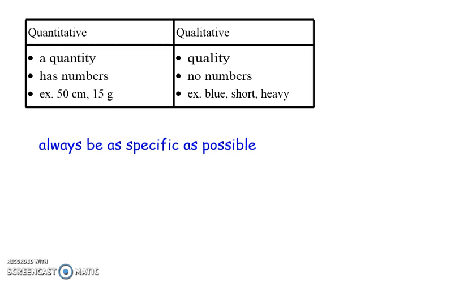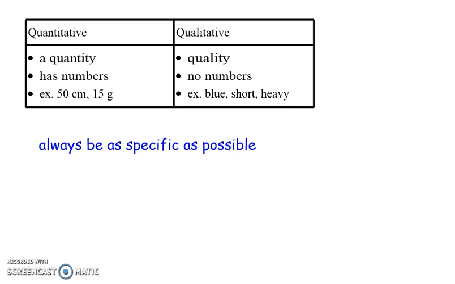Next, we have 2 different types of data. There's quantitative data and there's qualitative data. Quantitative data is a quantity. It has numbers and units associated with it. So quantitative data would be, for example, something is 50 centimeters long or has a mass of 15 grams. Some things we can't really give quantitative data for.